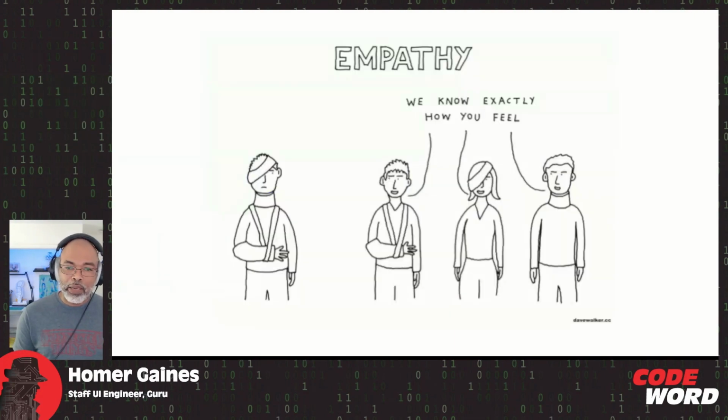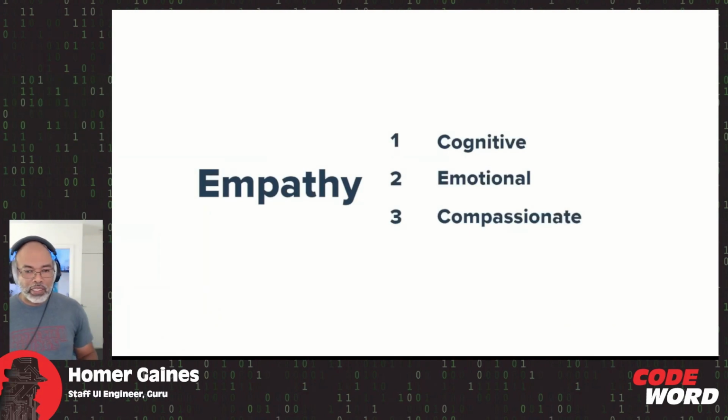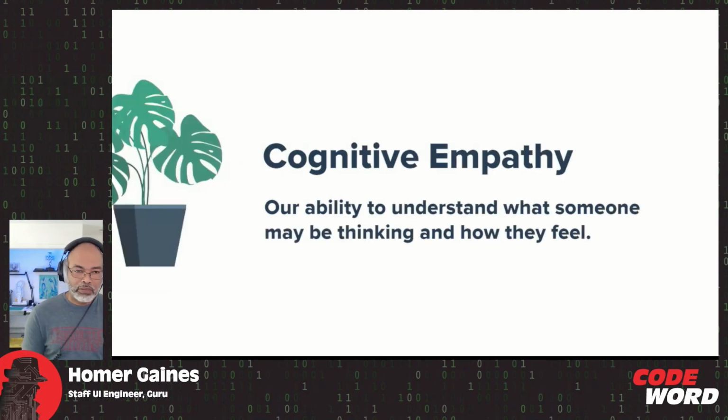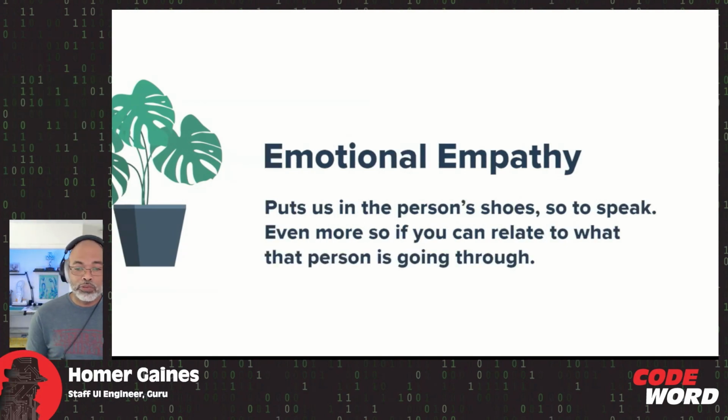And that leads us into empathy. Empathy means that you learn and understand how someone else feels. There are three types of empathy: cognitive empathy, emotional empathy, and compassionate empathy. Cognitive empathy is our ability to understand what someone may be thinking and how they feel. This is very important. We need to be able to understand what that person might be going through, which leads us into emotional empathy.